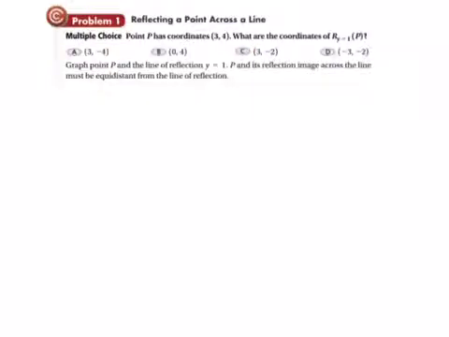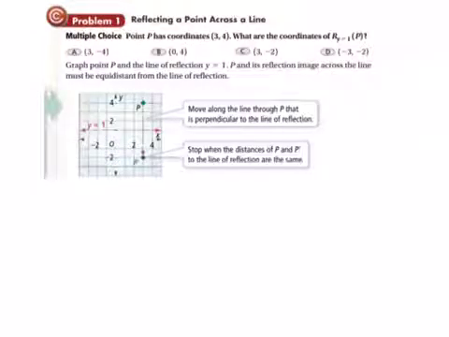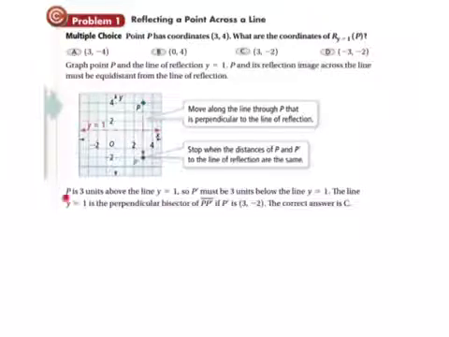So if we're looking at this example, we can go ahead and graph point P and the line of reflection y is equal to 1. So here's our graph. Here's our point P, and here's our equation y is equal to 1. What we're going to do is take our point and move it 90 degrees to our line of reflection, and then continue the same distance away. Point P is 1, 2, 3 spaces above our line of reflection, so that means P prime, its image, has to be 1, 2, 3 spaces below. Since P is 3 units above the line y is equal to 1, P prime must be 3 units below y is equal to 1. And if we read those coordinates, they are 3, negative 2. So the correct answer would be C.